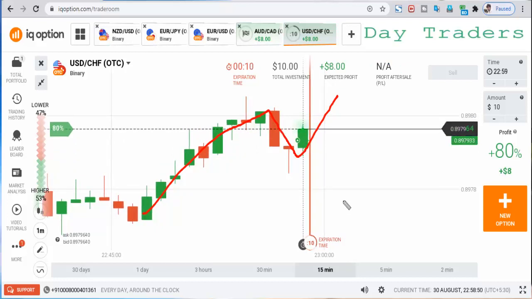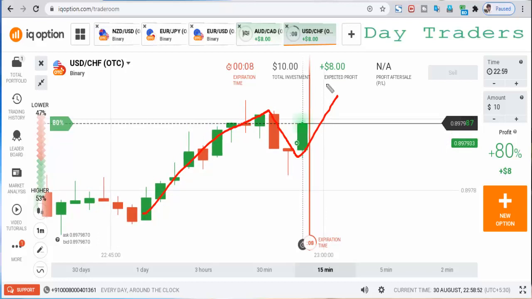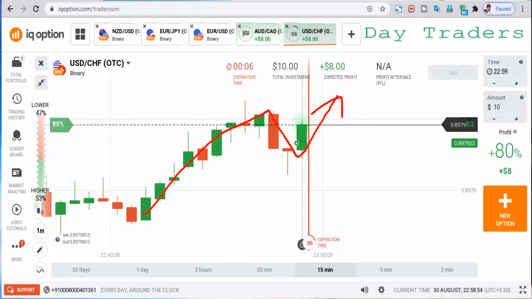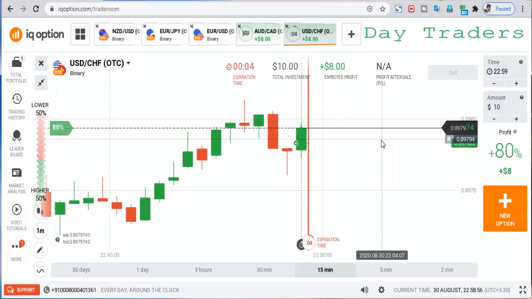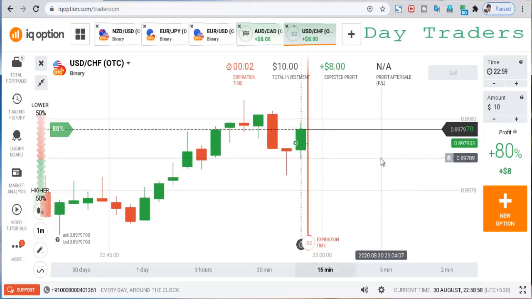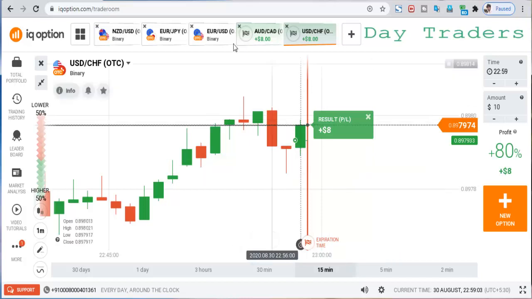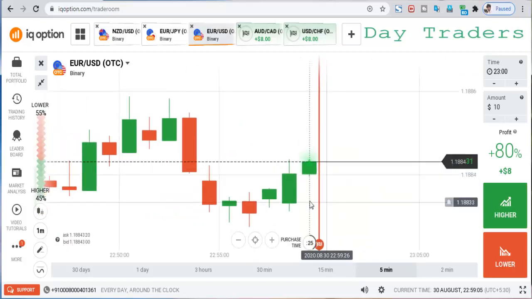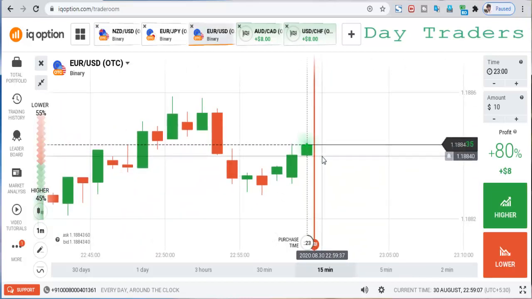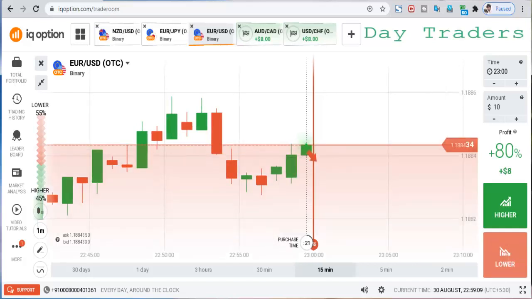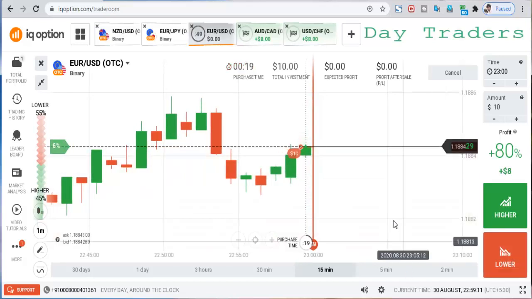Okay, 10 seconds more. Okay, this is also a winning trade. I'll check the next pair. And this is a very strong bullish candle. Okay, I'll place a lower option, some marginal safety trade.